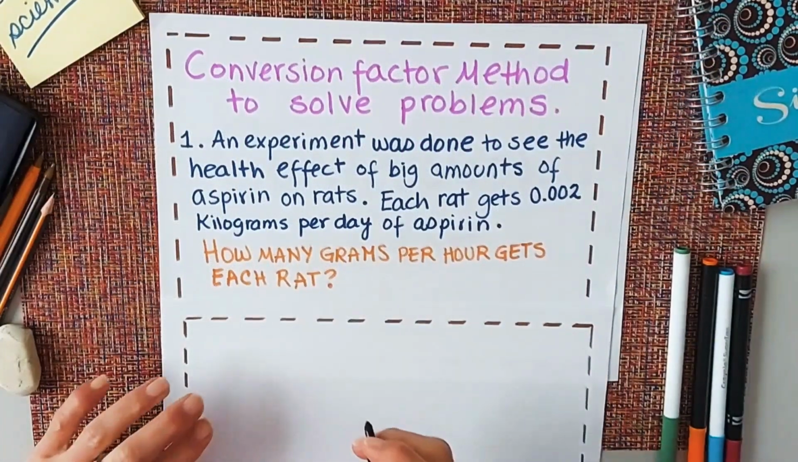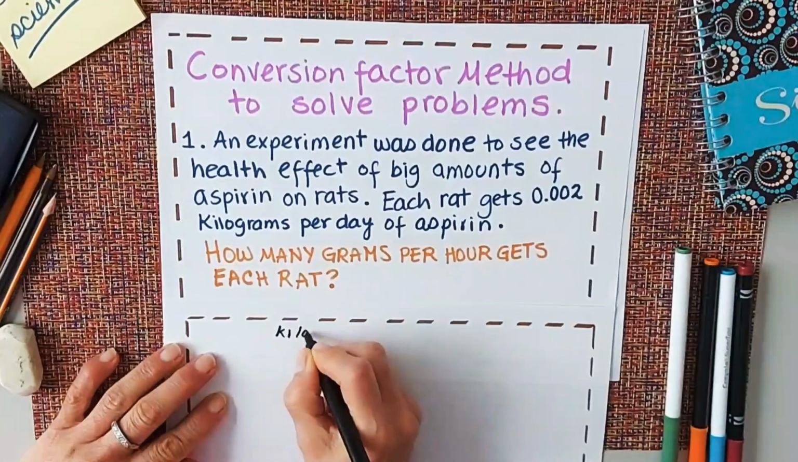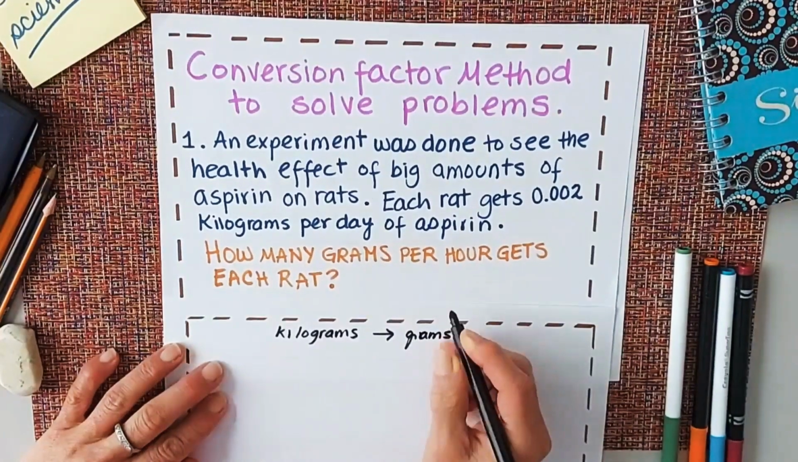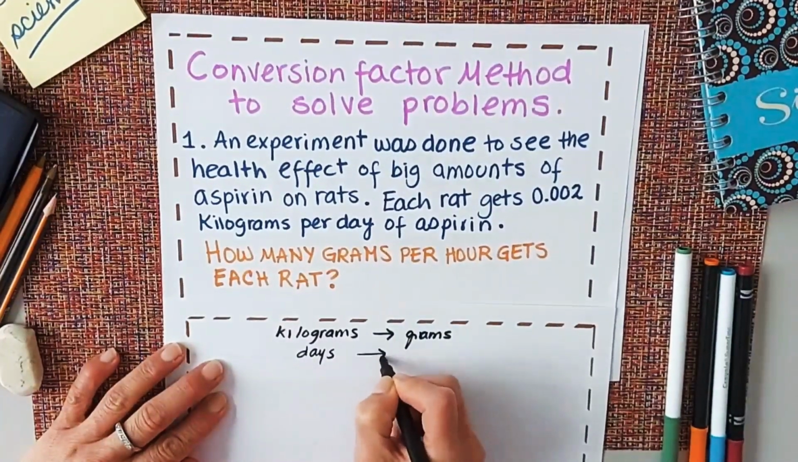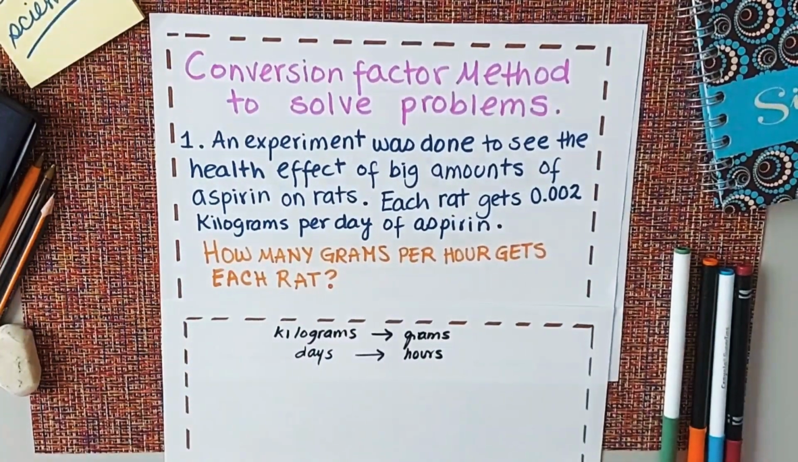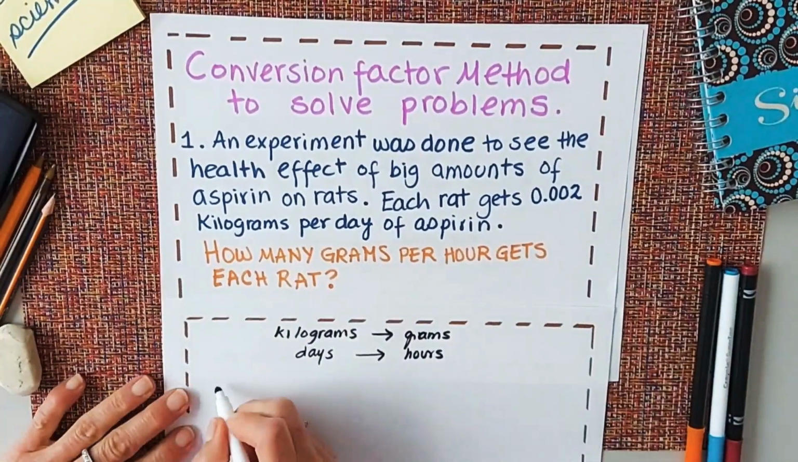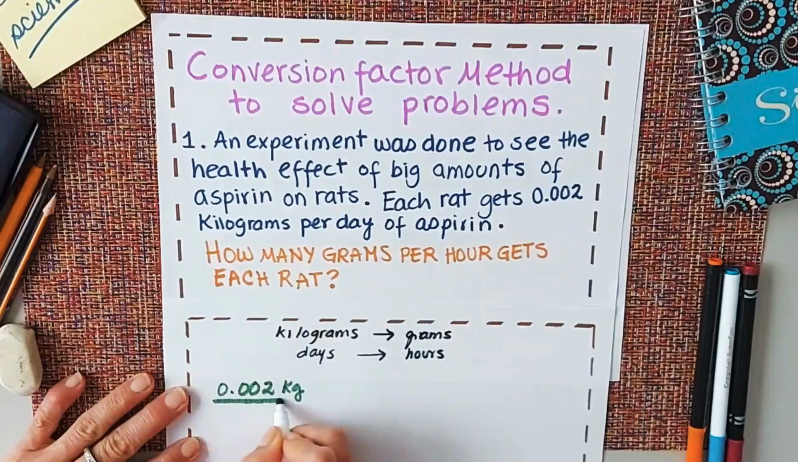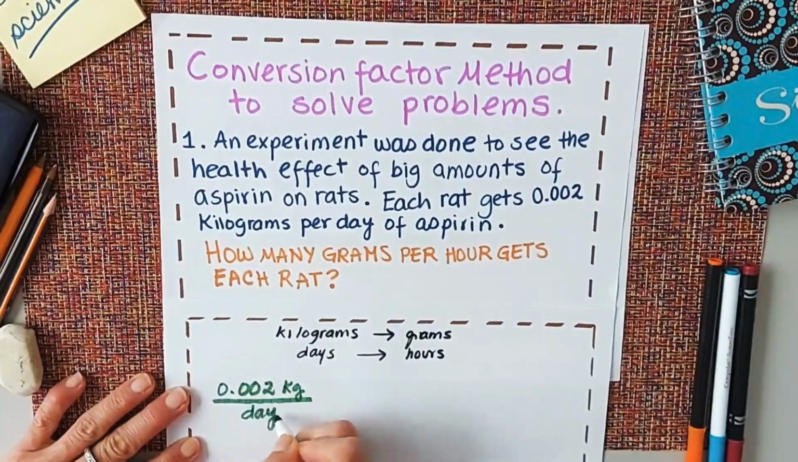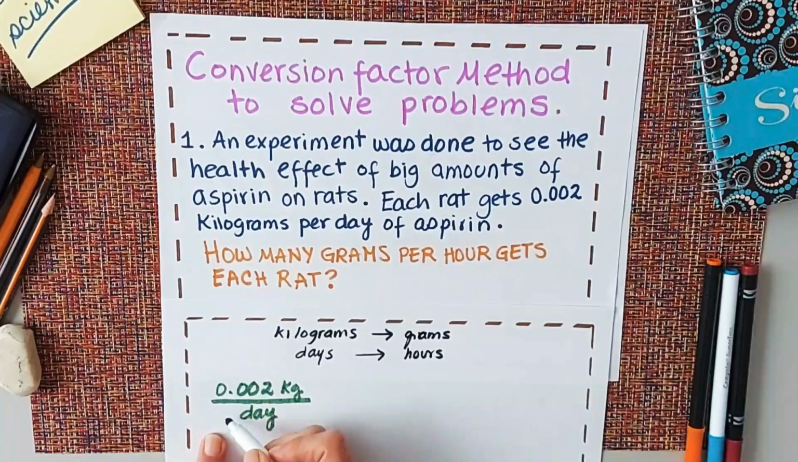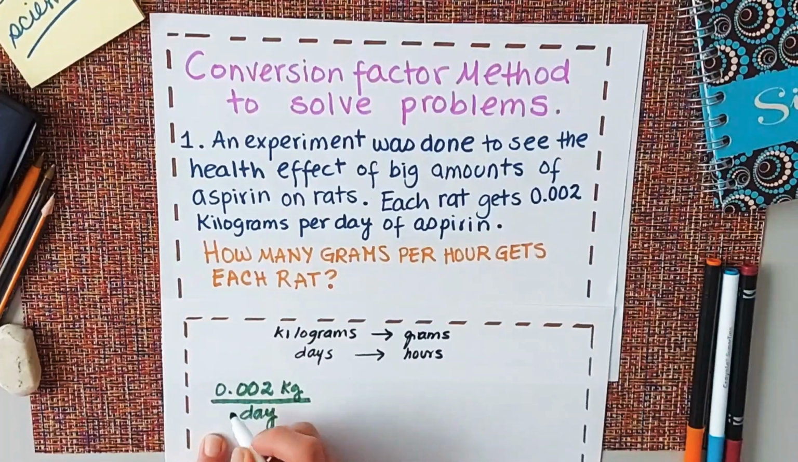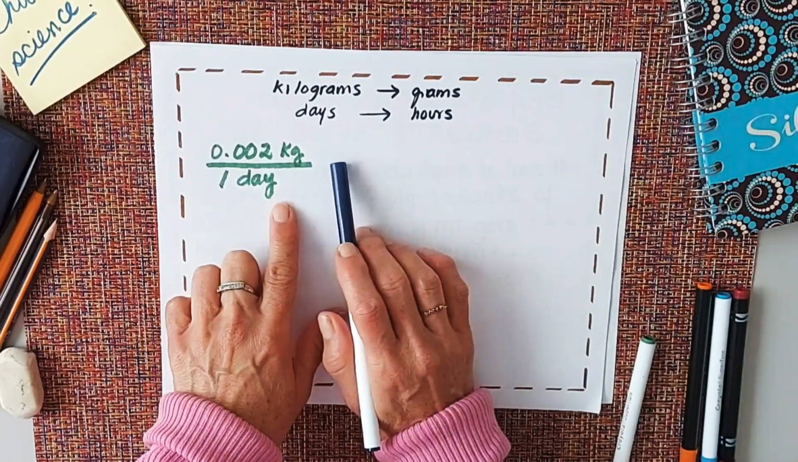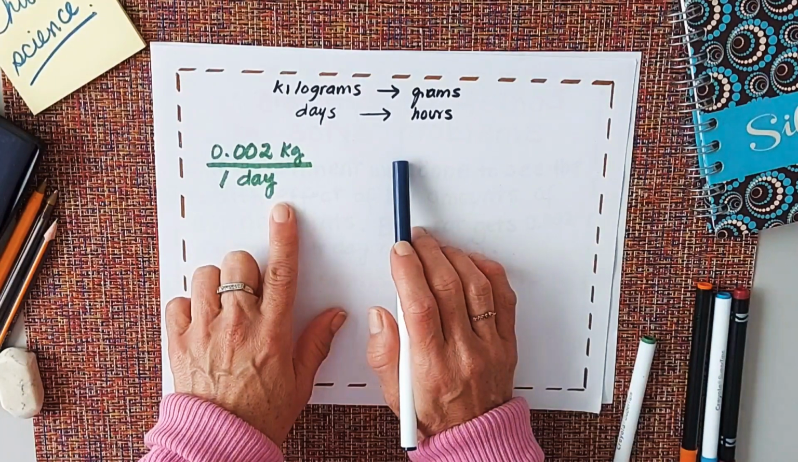Very well, we need to convert kilograms into grams and also days into hours. We need to write the conversion factor like this: 0.002 kilograms per day. Remember that here we need to write the number 1 because we want a fraction form. After that, in order to do this conversion easily, we have to place the conversion factor of the first unit, in this case, kilogram.